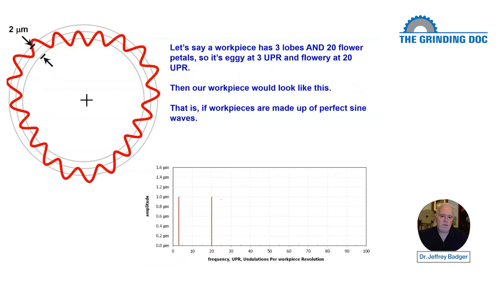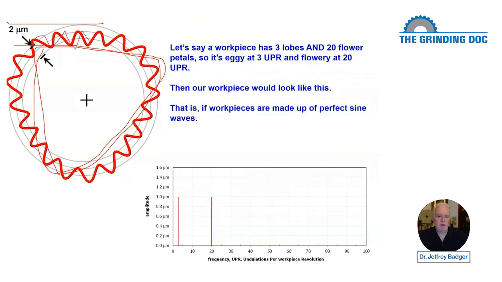What if I have 3 undulations per rev, and I have 20 undulations per rev superimposed over those 3. So I've got 3 undulations per rev. There it is. There's my 3 peaks per rev. But then superimposed on that, I have my 20 undulations per rev. So now I've got 3 and 20. I have a peak of 1 micron at 3, and I have a peak of 1 micron at 20. But I still have a very predictable FFT, a very predictable undulations per rev graph.